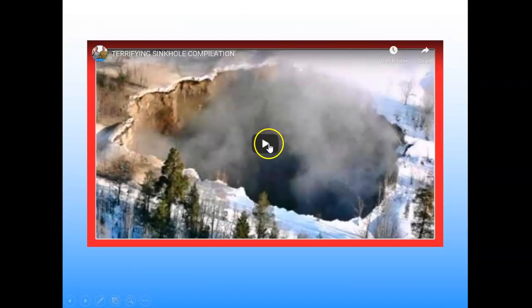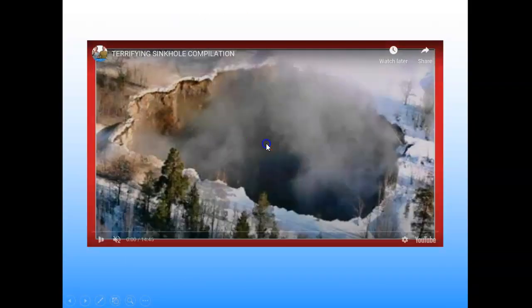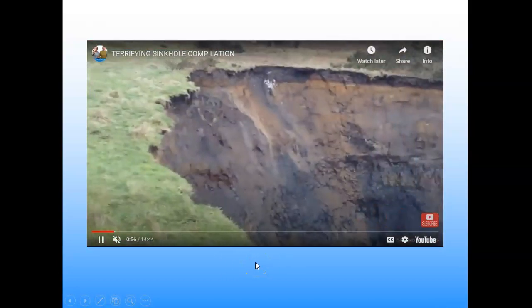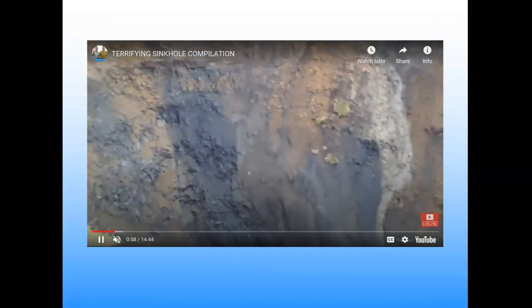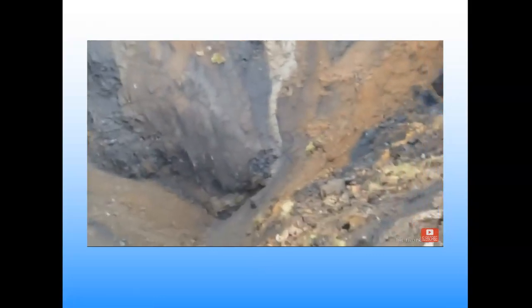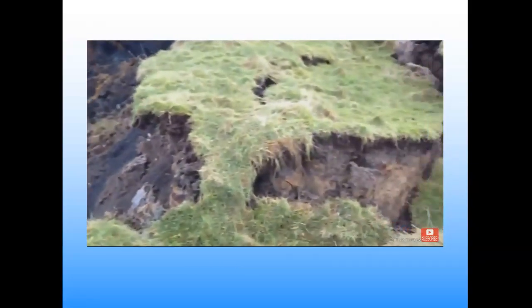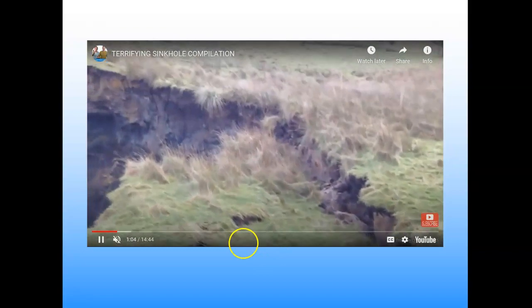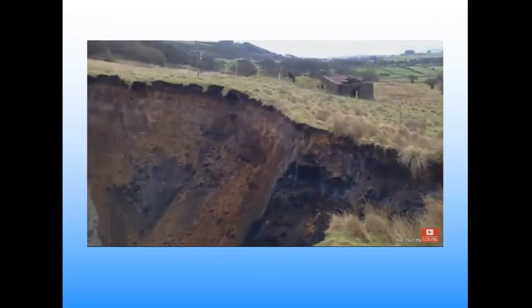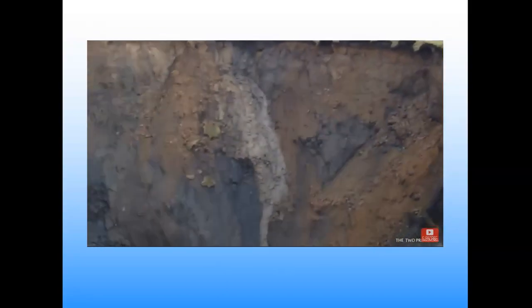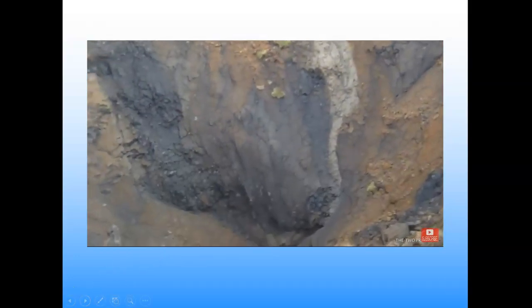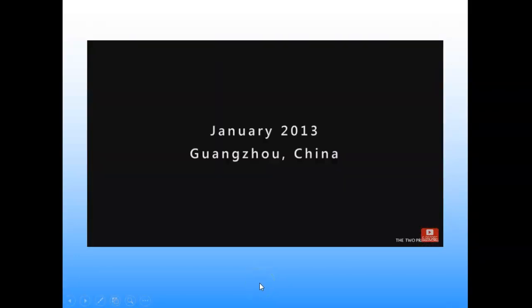So let's see if we can get this thing to play. This is just a few examples of some sinkholes, collapse features. They take on different shapes and sizes. This is a pretty large one that I forget where this was, and I'm not sure if it happened suddenly, but it's a little scary if you have something that big form.